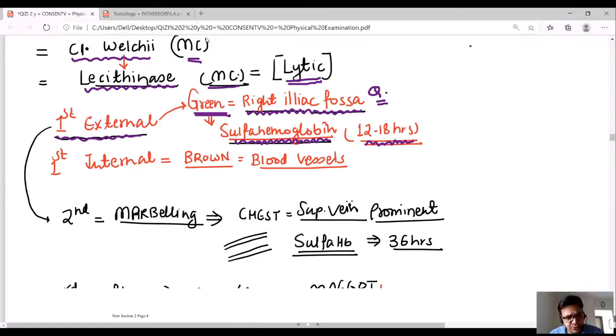The first internal change, this question also comes in the exam. The first internal change is brownish discoloration of blood vessels.